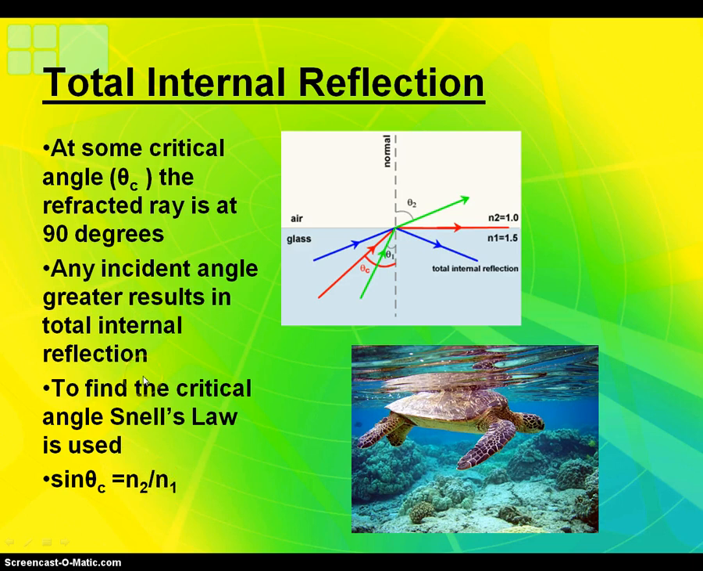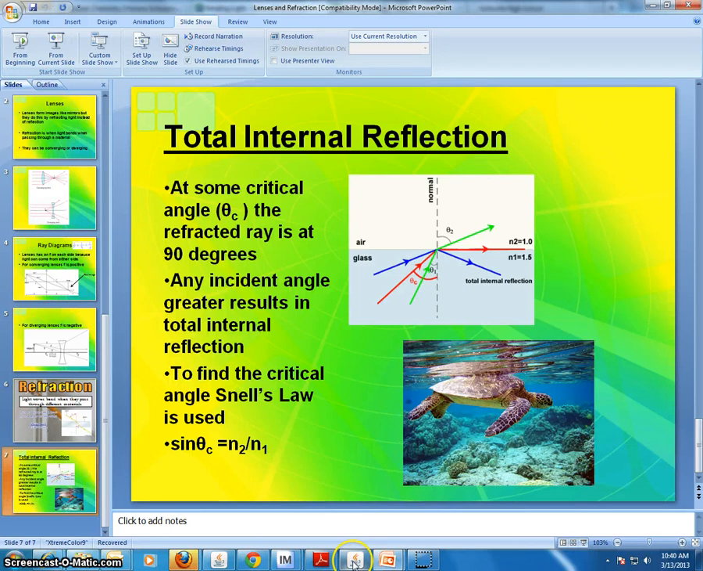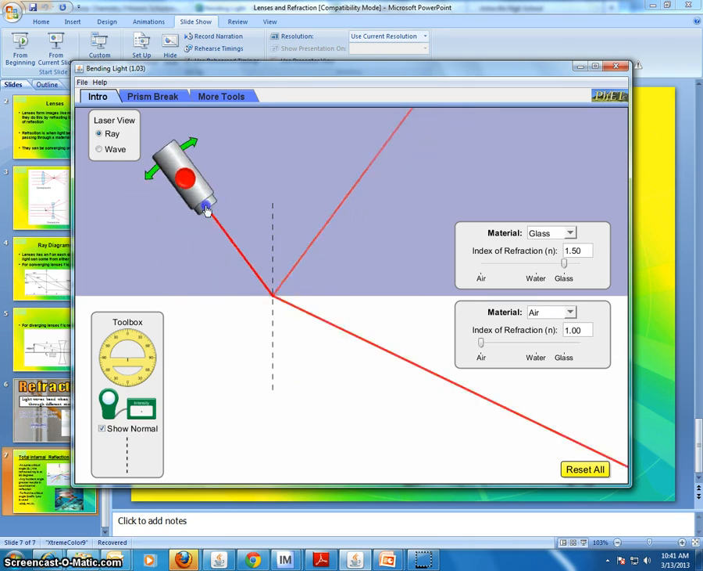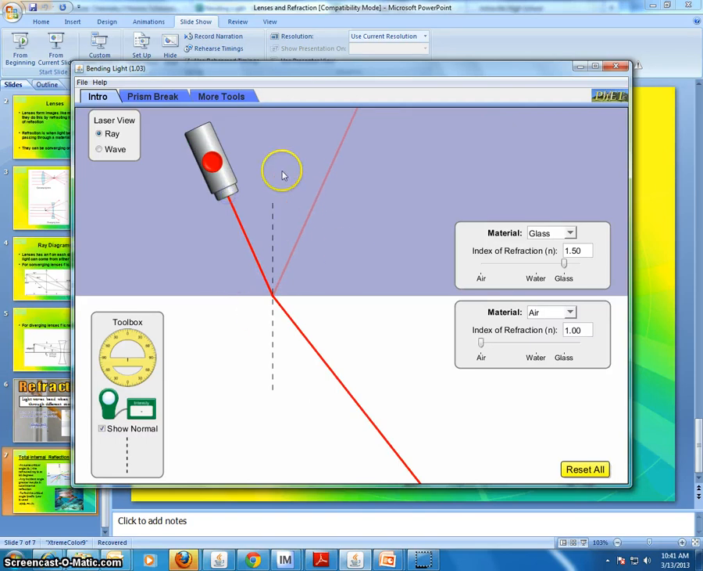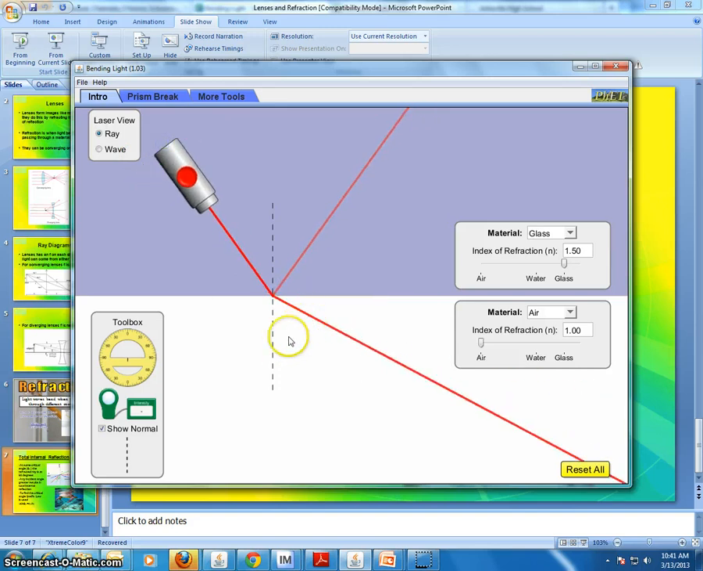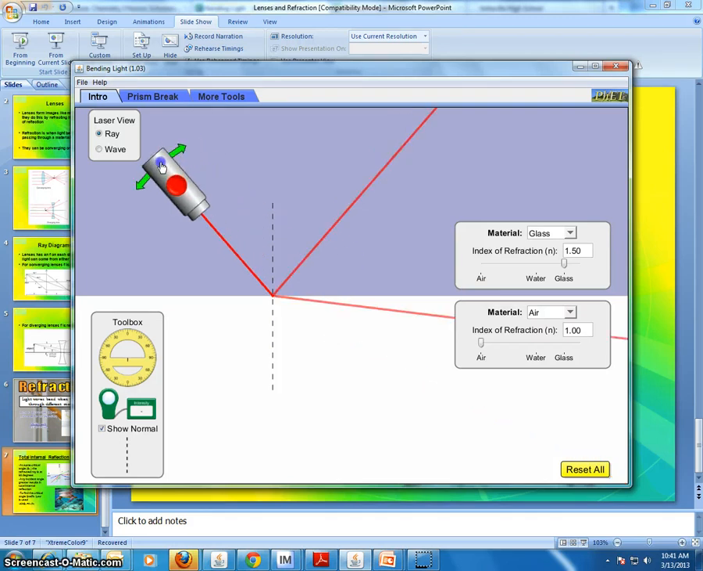Now I'm going to show you some examples using a simulation from PhET. We saw this in the last video when we looked at Snell's law and refraction. At this angle, I am going from a more dense medium to a less dense medium. I have glass up here and air down here, the same as what we were just looking at. As I change the angle, the refracted ray moves, and this entire angle stays the same.